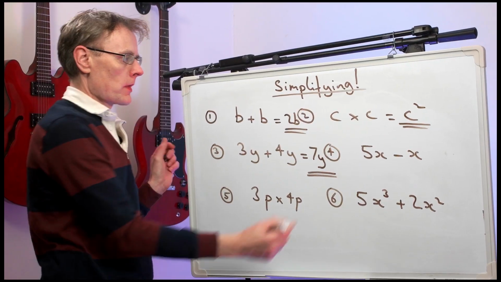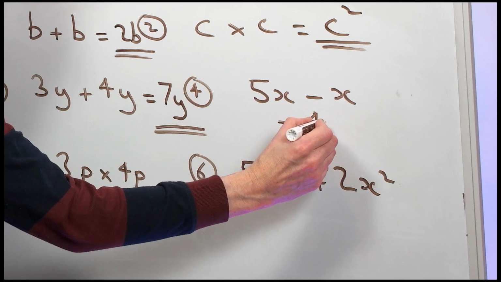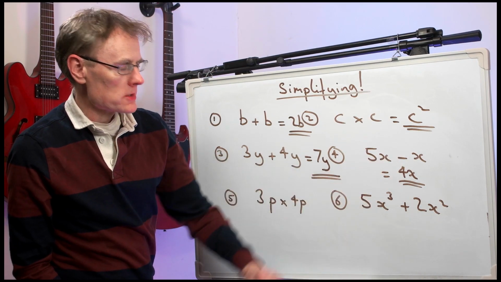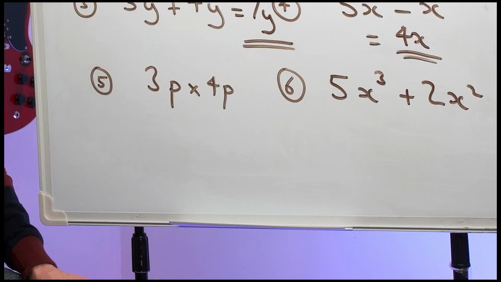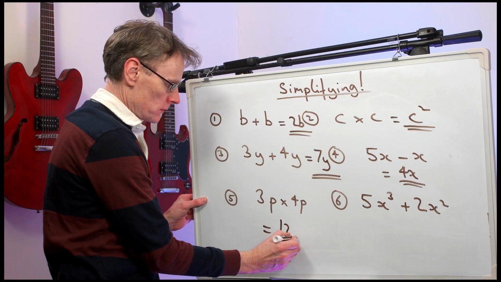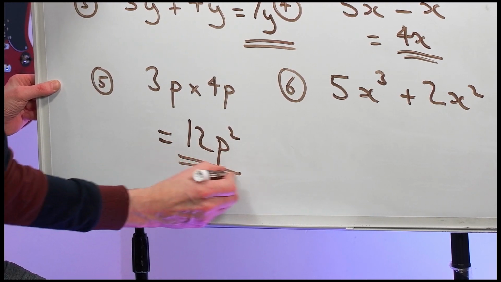Number 4, 5x, take away an x, makes 4x. Notice we don't say 1x, we just say x. Number 5, 3p times 4p. Well, 3 times 4 is 12, and p times p makes p squared.